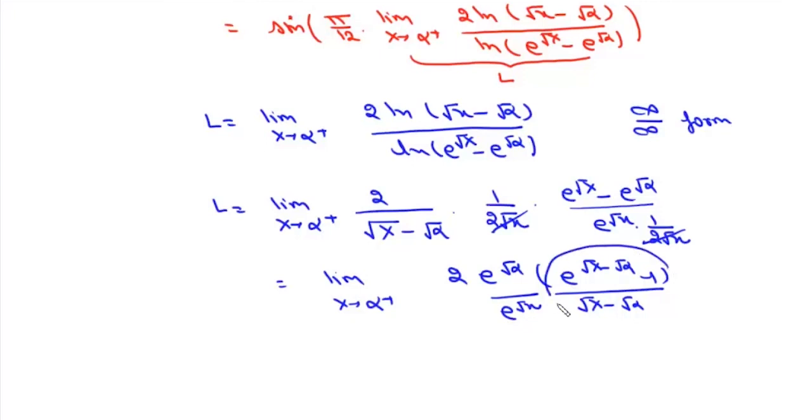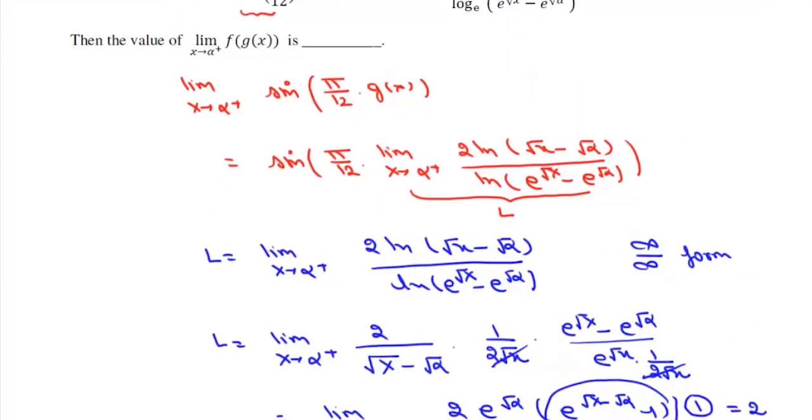Now this is standard limit e to the power x minus 1 upon x when x tends to 0. So this standard limit is 1 and e to the power alpha upon e to the power alpha is 1. So value of this limit is 2. Now if we put value of L as 2, this expression, it will be simply sine pi by 12 into 2, which is sine pi by 6, and sine pi by 6 is 1 by 2. So answer to this limit is 0.5.